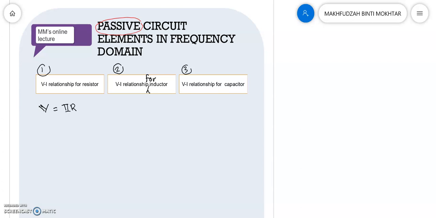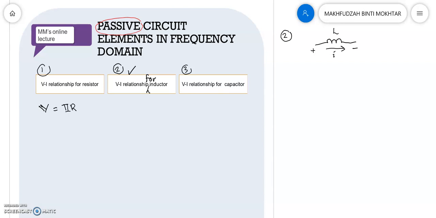Okay, now let's go to the second part. Here we will talk about the VI relationship for inductor. Alright, so for the second part, we will now assume that we have an inductor, where the voltage goes from the positive to the negative. This is the current I, and you have the value of the inductance L.